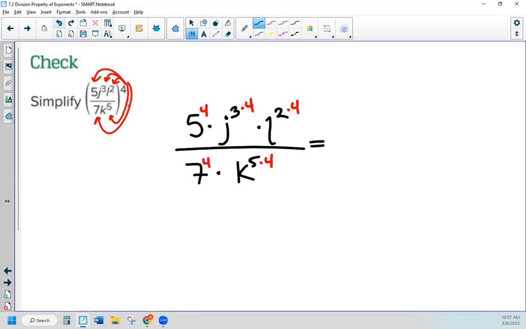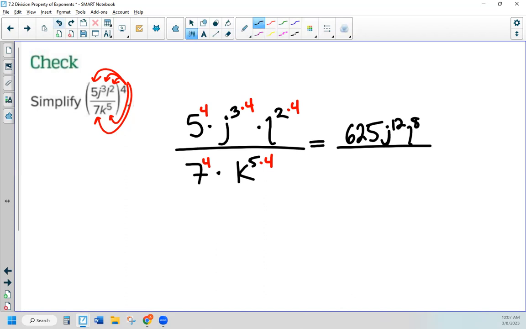All right, now what do we get here? 5 to the 4th power, which will be 625. I got 625. J, 3 times 4 is 12, so it's J to the 12th power. And 2 times 4 for L is 8. My J and my L look very similar. All right, there we go. And I don't know where my fraction line went so far out. What do we got here?